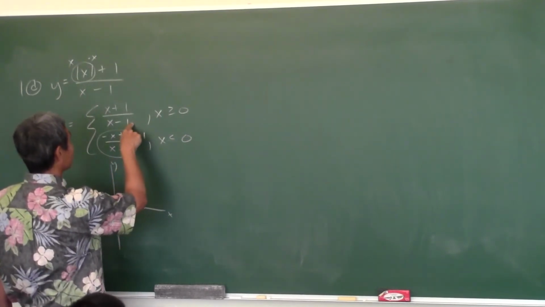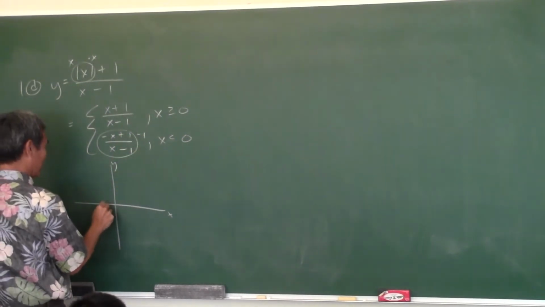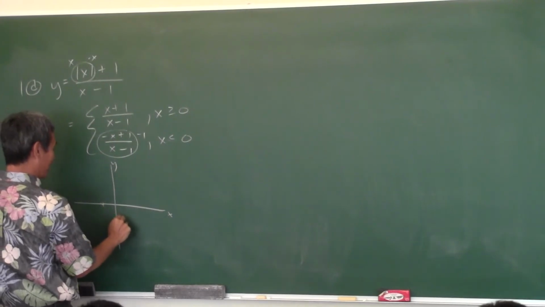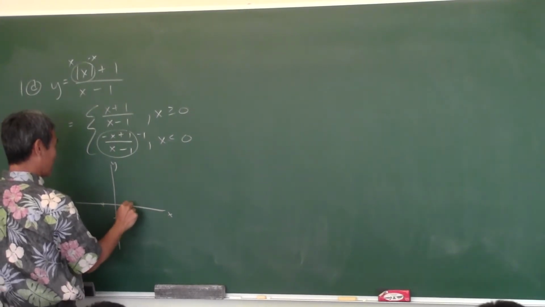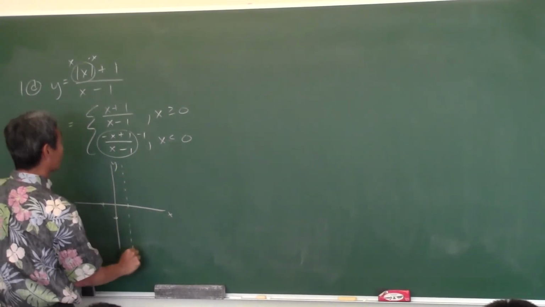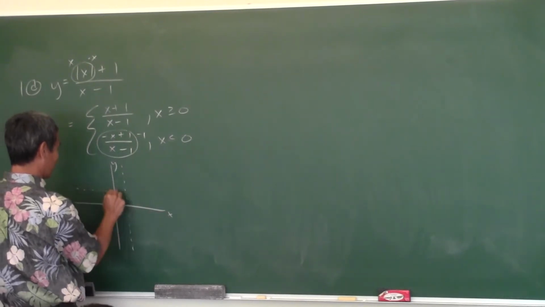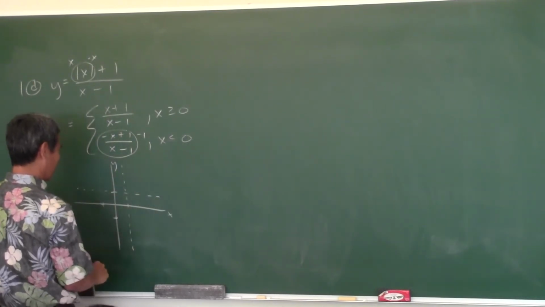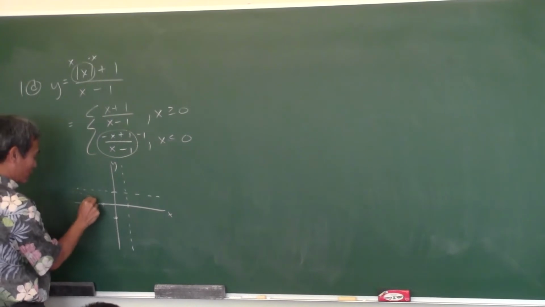How do you graph this one? This one's easy. X-intercept, negative 1. Y-intercept, I'm just going to do this fast. Vertical asymptote, x equals 1. Horizontal asymptote, y equals 1. Right? So the graph looks like this.